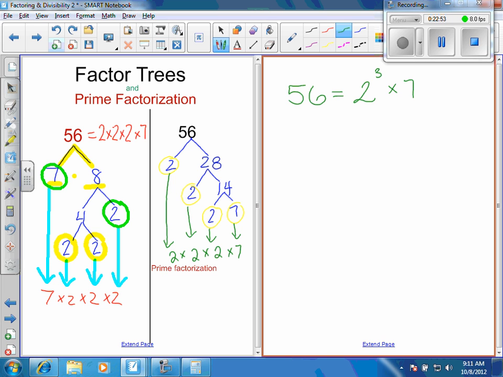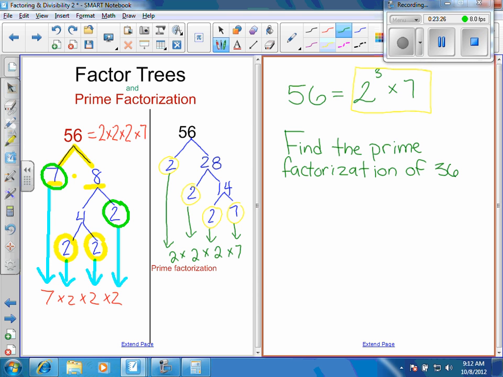And that's the goal, that you guys could write this using exponents. So on your sheet of paper, I want you to find the prime factorization of, how about 36? So find the prime factorization of 36 using a factor tree. And then I'll walk around if you need help.